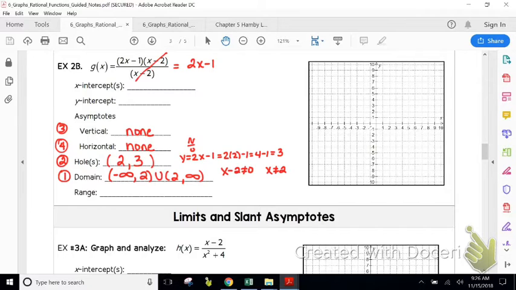All right. X-intercepts. How do we find our x-intercepts? You set y equals 0, numerator equal to 0. Do I have anything left in my numerator? Yes, the 2x minus 1 is the numerator. So 2x minus 1 equals 0. So 2x equals 1, divided by the 2, so x is 1/2. So I have an x-intercept at 1/2 comma 0.